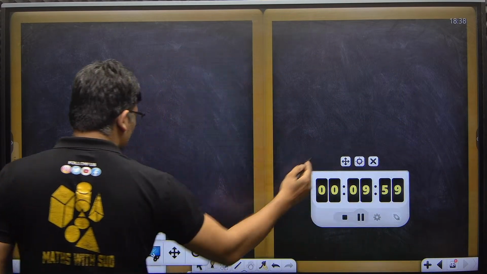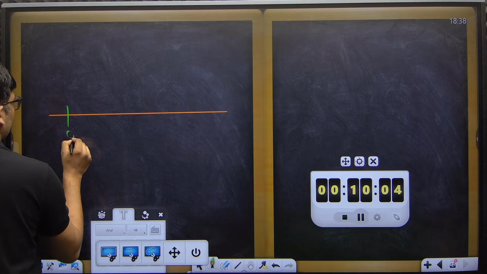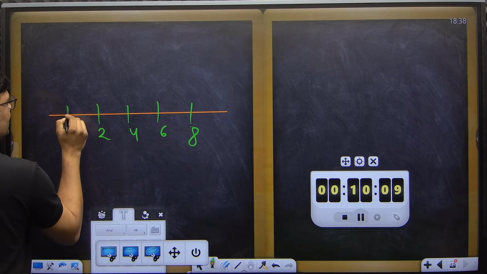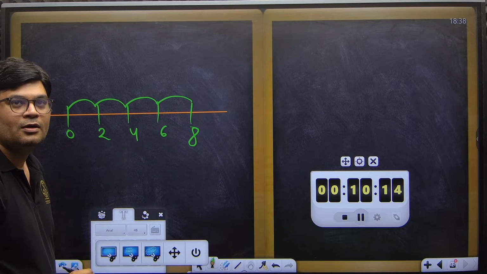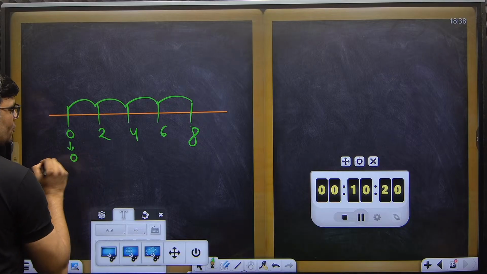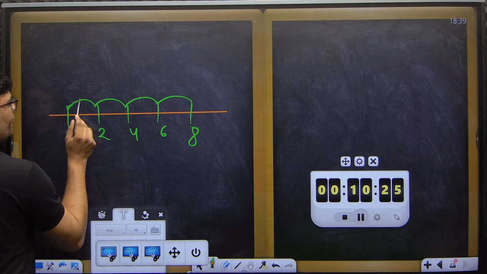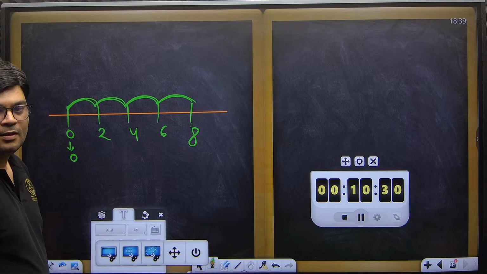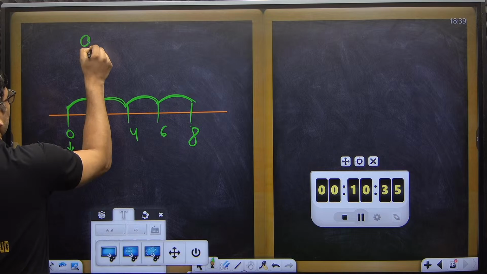I want to show this on a number line. Let us suppose this is the jump. Can you tell me what is D? 2. Okay. What is the starting point? 0. If I ask you how much I will get at the end of the first, second, third, fourth jump. At the end of the fourth jump, how much will I get?